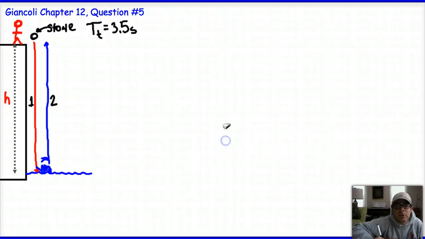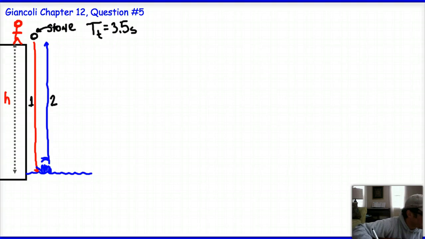This is problem number 5 from chapter 12. The problem reads, a stone is dropped from the cliff. The splash it makes when striking the water below is heard 3.5 seconds later. How high is the cliff?